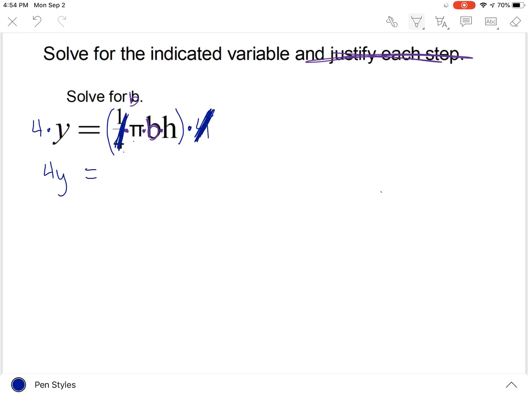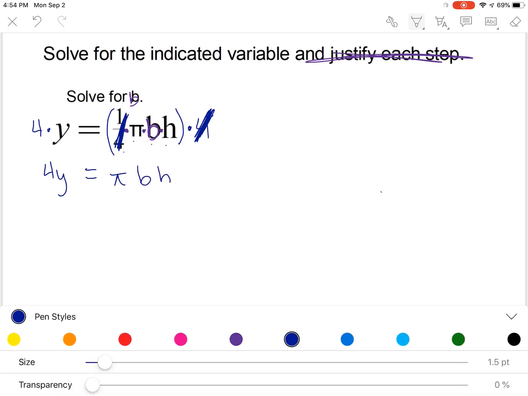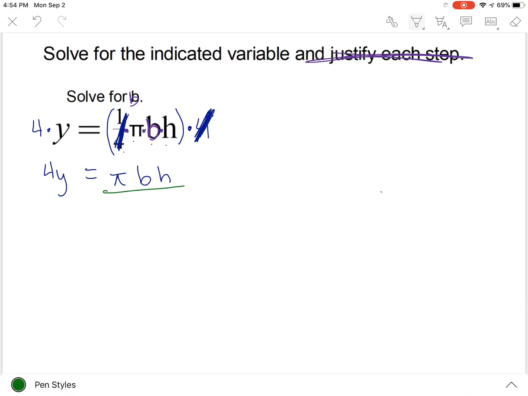But we still have our pi, our b, and our h. So pi times b times h. Well, we're just multiplying, and we want to get b by itself. So to do that, we'll have to divide by pi, and we'll have to divide by h. So I'm going to turn this into one step. I could make it into 2 steps if I wanted, but I'm just going to turn it into 1 step.